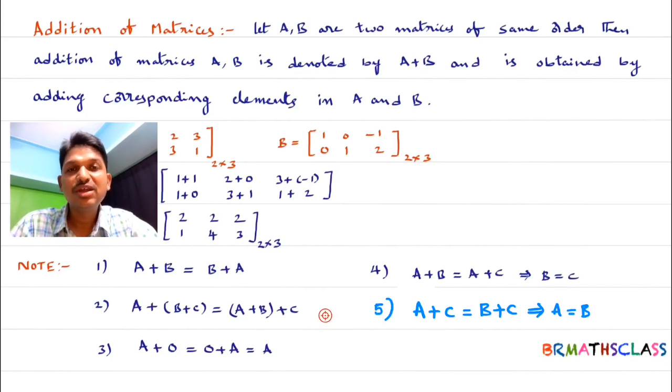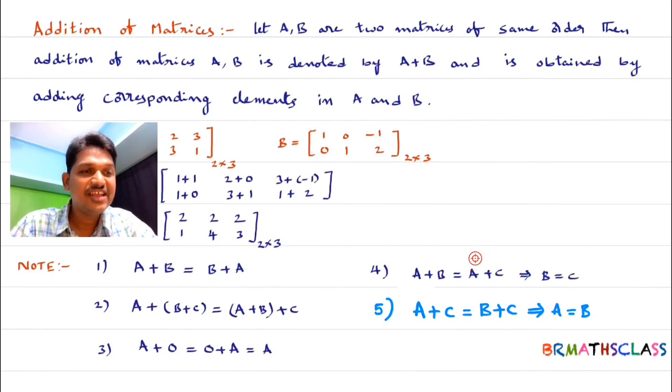What is associative law? A plus B plus C equal to A plus B plus C, right? And you see this is A plus O. O means zero matrix. A plus O, O plus A is A. It can be understood easily, no need of much discussion, right? And you see here, A plus B equal to A plus C. You observe this left hand side part.